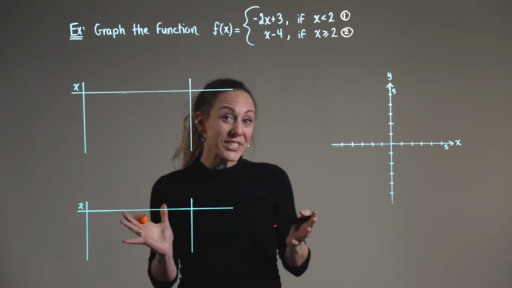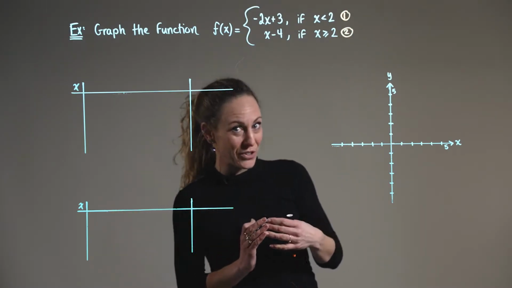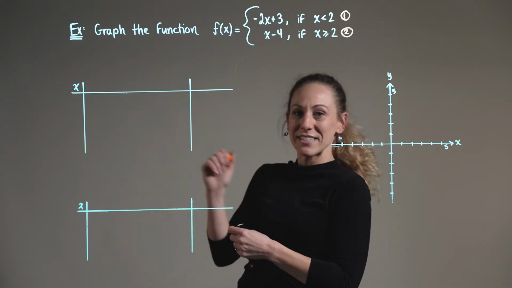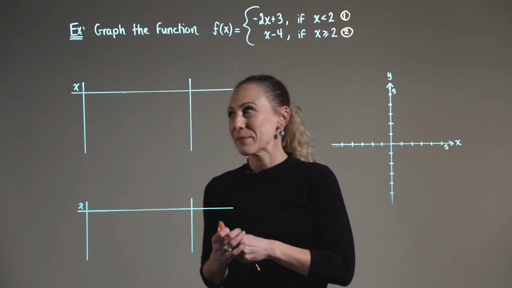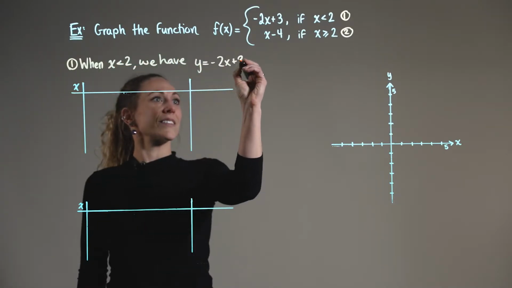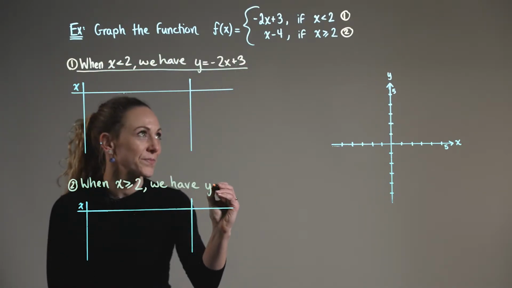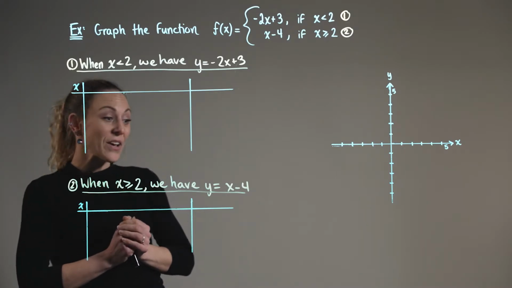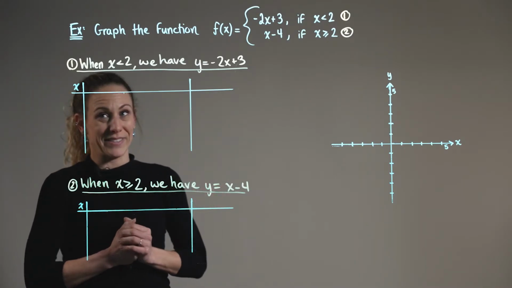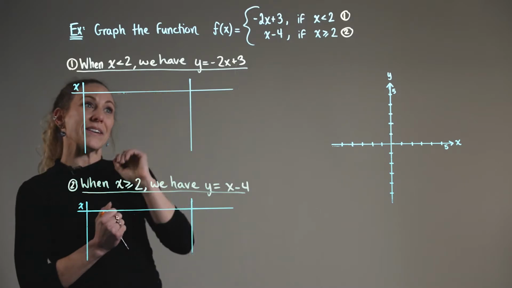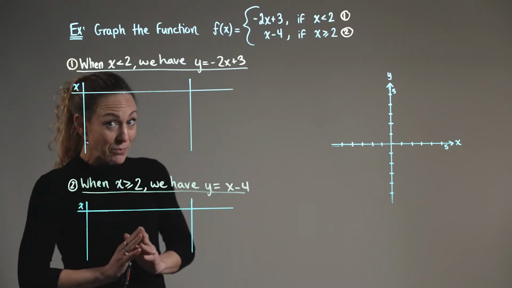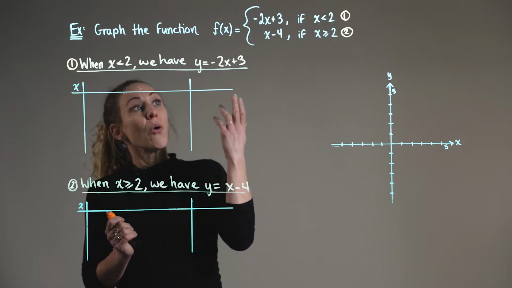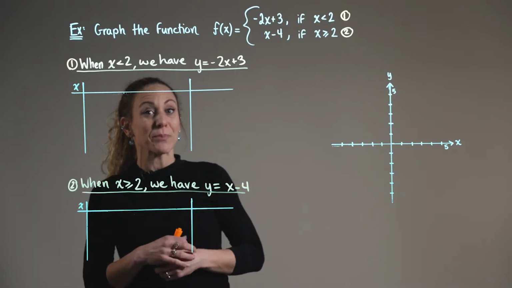So in order to sketch a graph of a piecewise function with two distinct equations, we need to set up two distinct tables of x and y values. Our input values here determine which equation we are going to use for our output. So in case 1, when we are considering input values that are less than 2, we need to be using the equation y is equal to negative 2x plus 3.